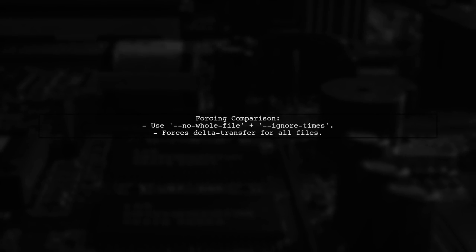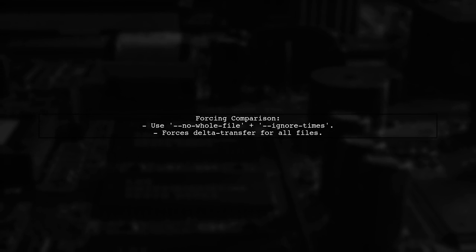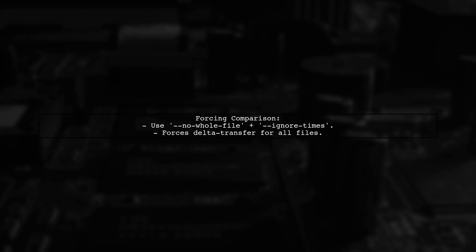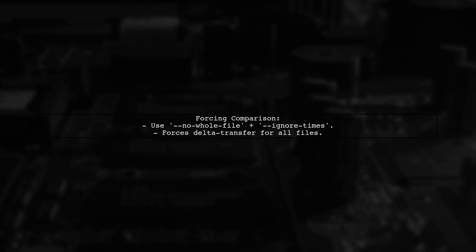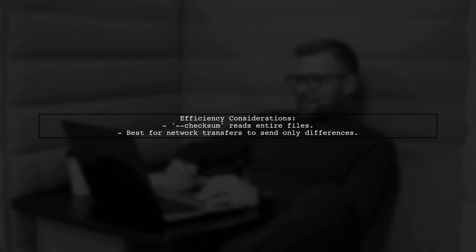If you want to ensure every file is compared regardless of timestamps, combine --no-whole-file and --ignore-times. This forces a delta transfer for all files. Remember, using --checksum can be wasteful as it reads the entire file. It's best for network transfers where only differences should be sent.